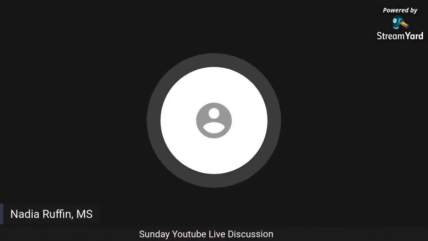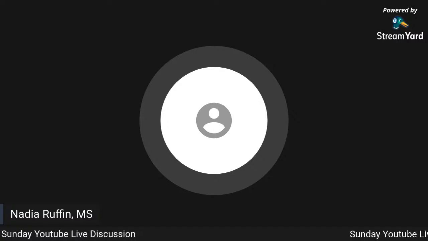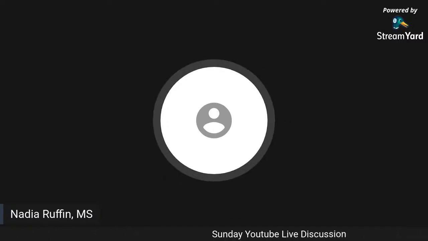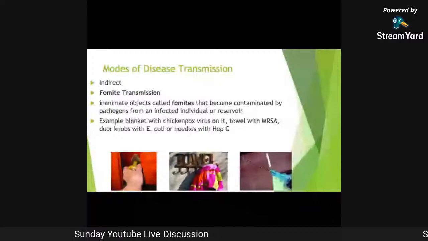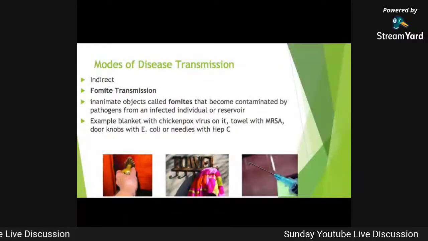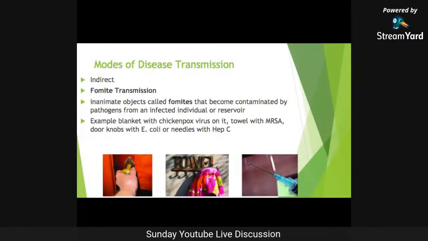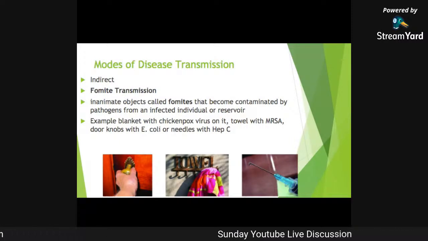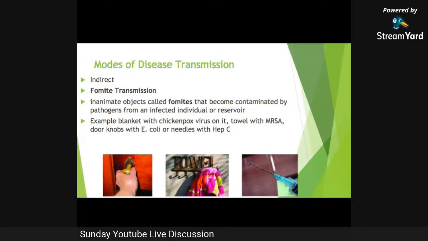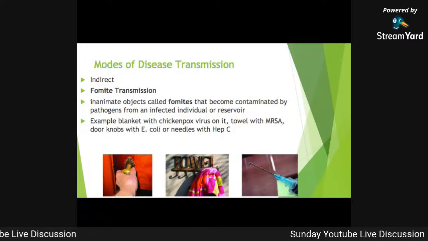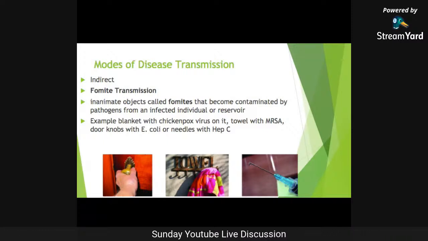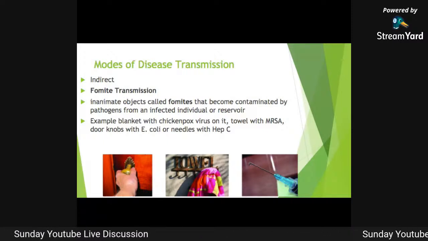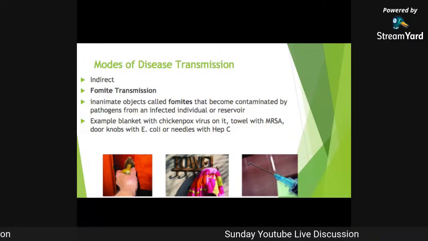Next, we're going to talk about another indirect transmission called fomite transmission. And this one is where a lot of our diseases come from. So fomite transmission is when inanimate objects called fomites become contaminated by pathogens from an infected individual or a reservoir. An example would be a blanket with chickenpox virus on it, a towel with MRSA on it, doorknobs with E. coli, or needles with hepatitis C on them.